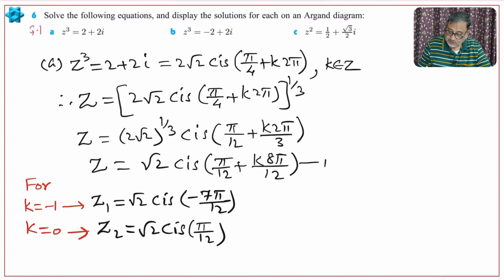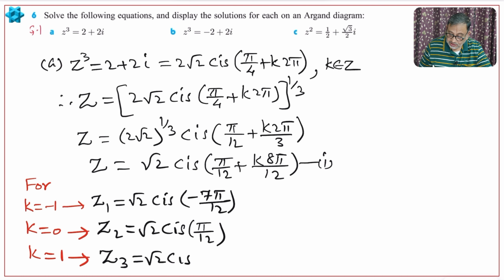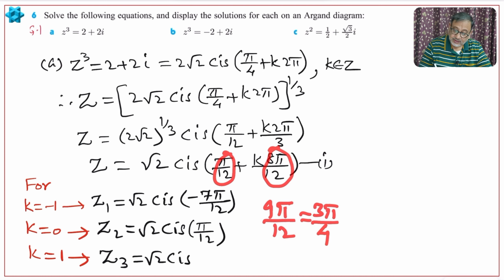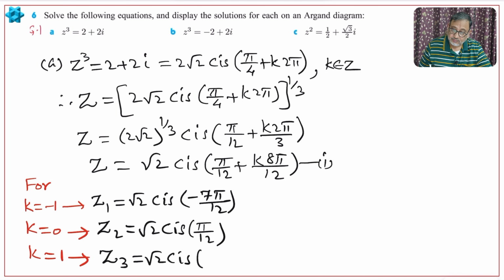In this I am substituting each time, and when k is equal to 1, z3, the third root, will be root 2 cis. Now look here, I am going to replace k by 1. So pi by 12 plus 8 pi by 12 will be 9 pi by 12, which will be 3 pi by 4, right? So cis 3 pi by 4.